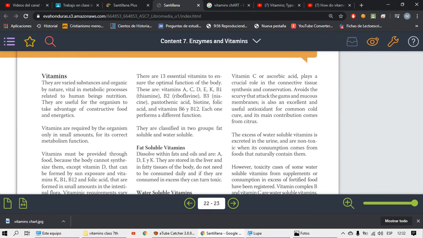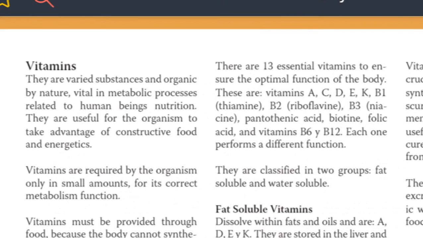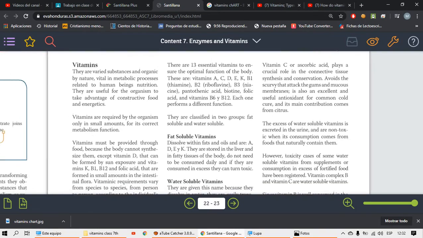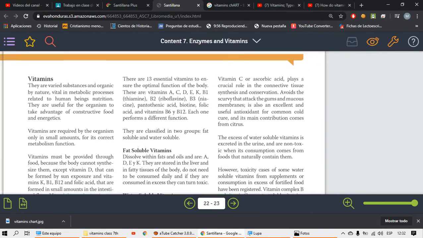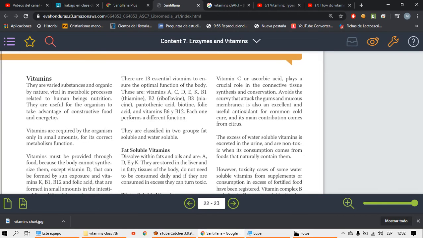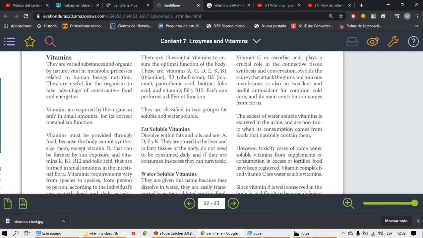The definition of vitamins that we can find in our book is that basically they are varied substances, organic by nature, vital in metabolic processes related to human beings' nutrition. They are useful for the organisms to take advantage of constructive food and energetics. So basically, we need vitamins in our body to perform different activities. If you want to run, if you want to play, you need vitamins. They are important and an essential part of all the functions in our body.